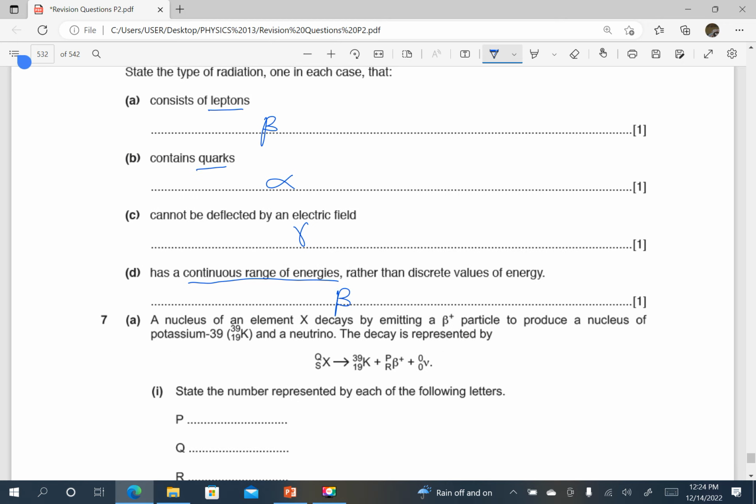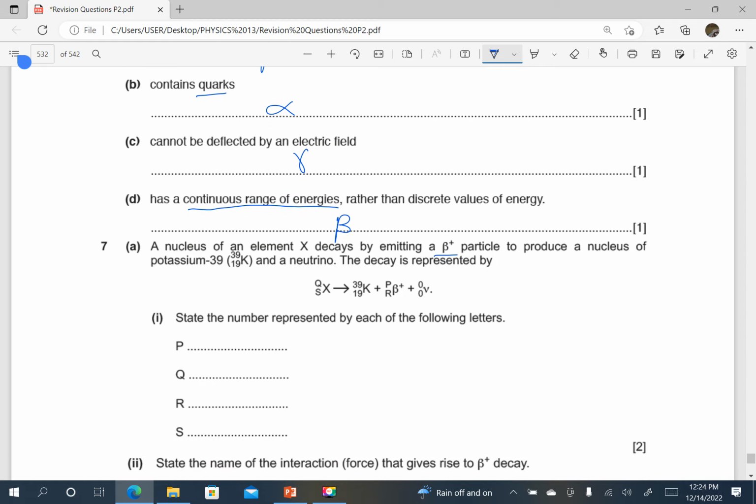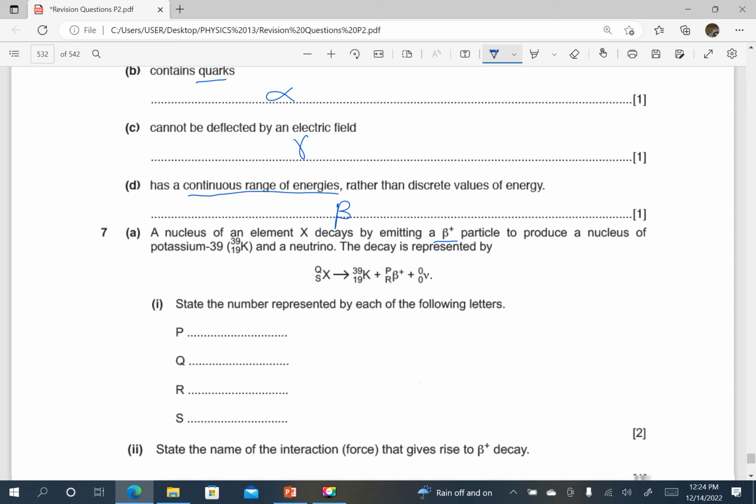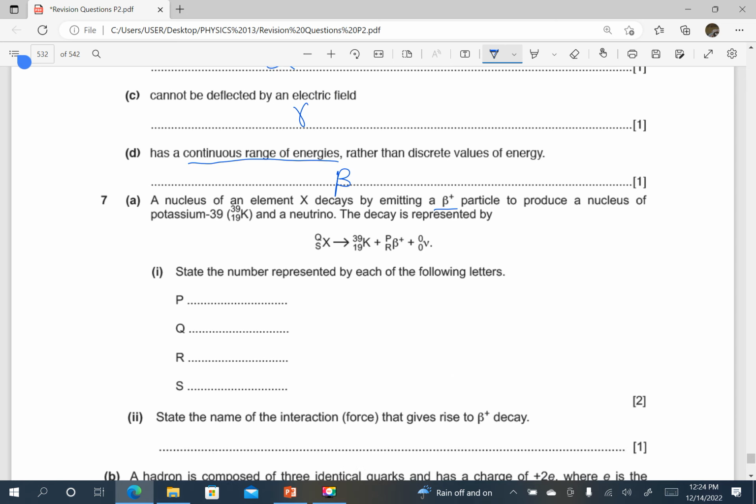A nucleus of an element X decays by emitting beta plus to produce a nucleus of potassium and a neutrino. The decay is represented by that equation. State the number represented by each of the following letters. P. So this is beta plus, that is 0, 1. So P must be 0, and R must be 1.